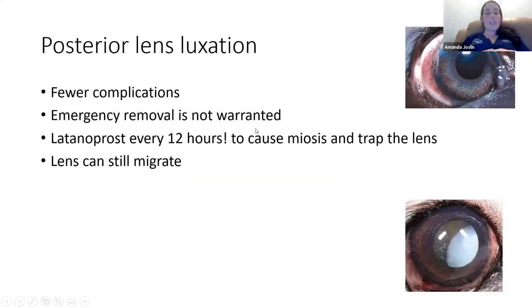So then posterior lens luxation, we're less concerned about, has less complications. You typically do not go into the back of the eye to get it, so we don't talk about emergency referral. But if it is shifted into the back of the eye, which the lens keeps the iris in a normal position, so when it's shifted to the back of the eye, the iris bows back a little bit, then we talk about using latanoprost at least every 12 hours, and it needs to be given consistently, because one missed dose can cause the lens to move forward. The whole goal is that you trap the lens in the back of the eye when you cause the miosis and that it can't migrate forward. You can still have complications. You can still get retinal detachment and bleeding in the eye, but it's less likely, and less likely to get glaucoma than with your anterior lens luxation.